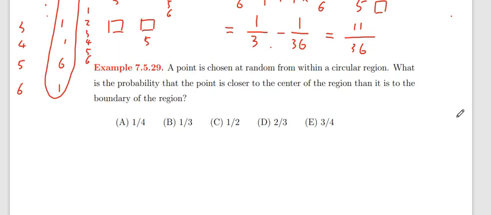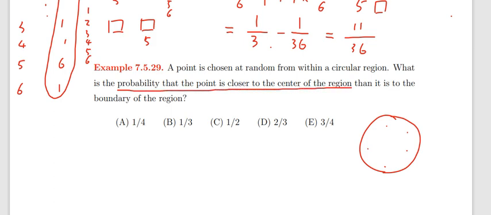Okay. So a point is chosen at random from within a circular region. So here we have a circle. From the circle, pick a point here, pick a point here, like that. What is the probability that the point is closer to the center? The center is here, closer to the center than to the boundary.